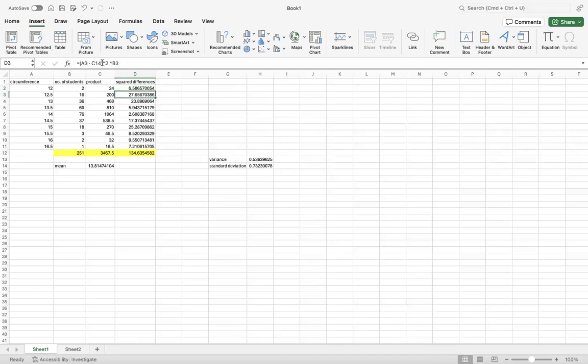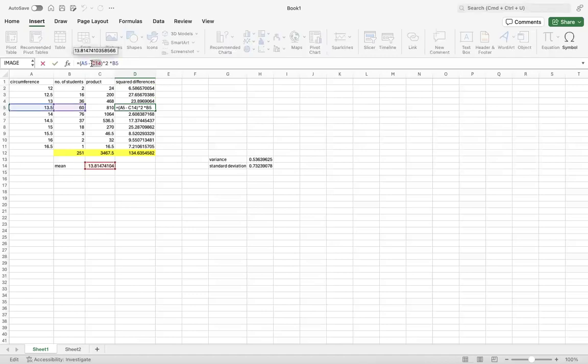As you can see, C14 is fixed. A3 minus mean whole square into B3. Same thing, A4 minus C14. So the mean should be constant. Make sure you're checking it, otherwise your problem will go wrong. So you are going to do every circumference. You have to do the difference with the mean, and then you have to square it, and you have to do the product with the number of students.